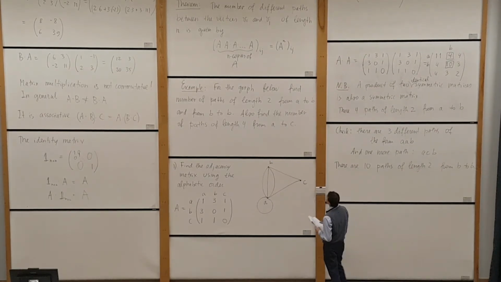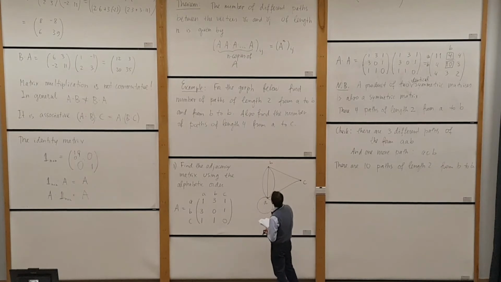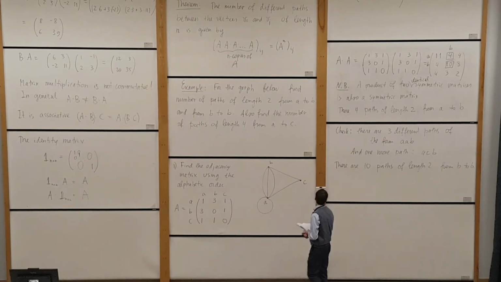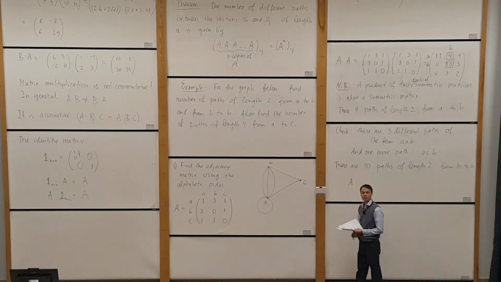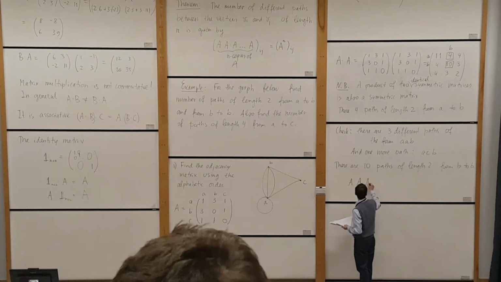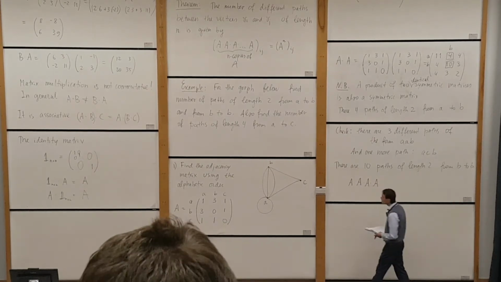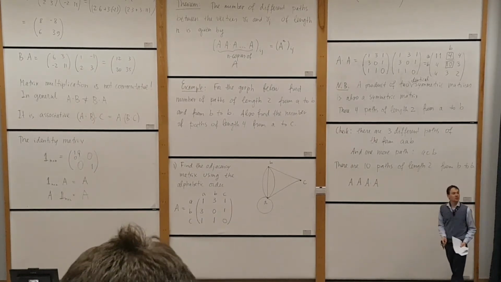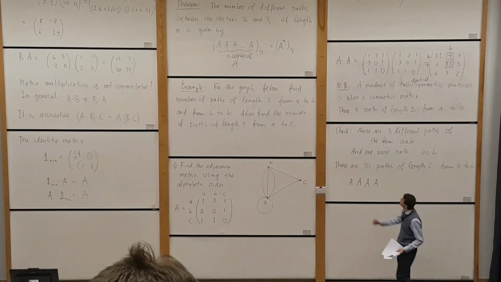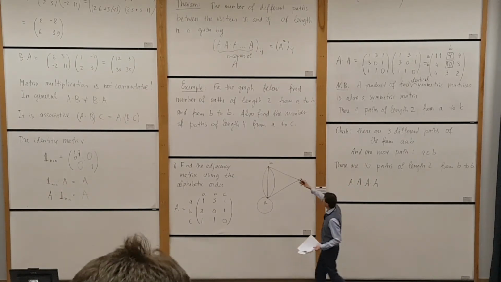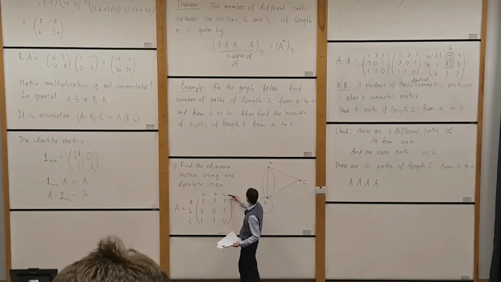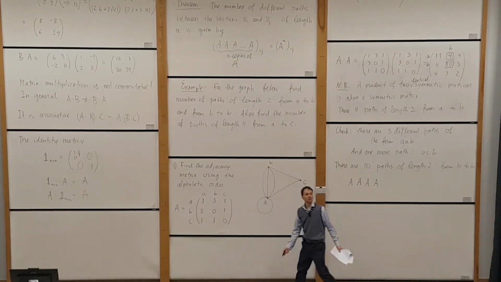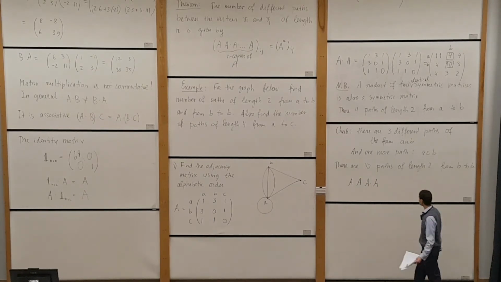Okay. Let's now answer the final question. Find the number of paths of length 4 from A to C. For that, I need to multiply 4 copies of the matrix, A times A times A times A, and then again read off the corresponding entry, which corresponds to the row labeled by A, which is the first row, and the third column, which corresponds to the vertex C.